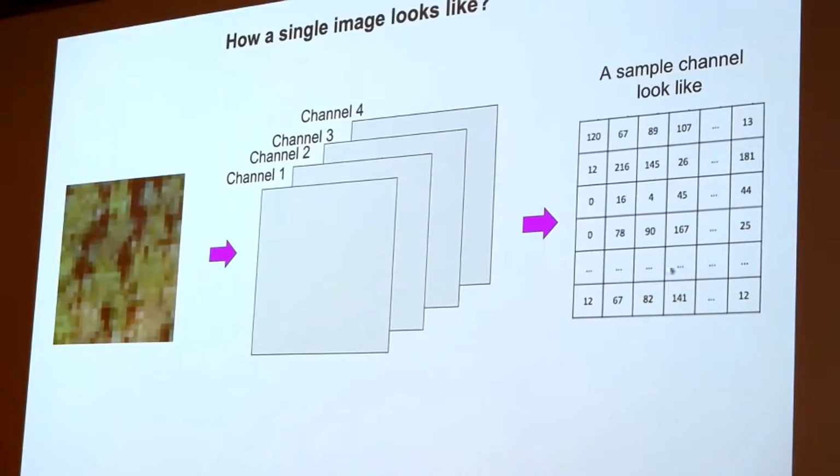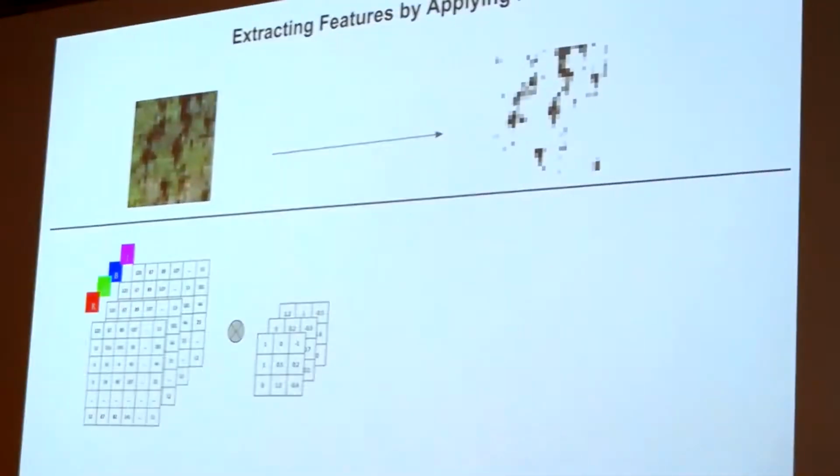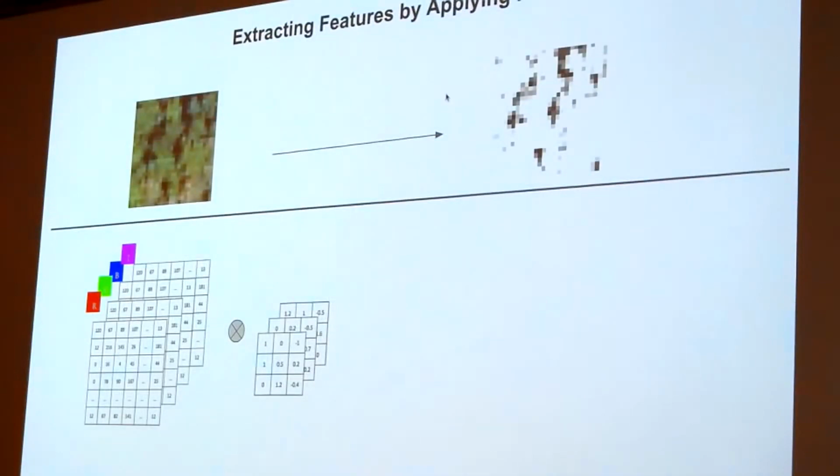So each channel looks like this, all pixel values. Here, both channels are infrared. So we assume that all 4 channels have the same resolution. Yeah, I mean, because the same device is capturing these images, and the same sensor. And yeah, extracting features by applying a filter.